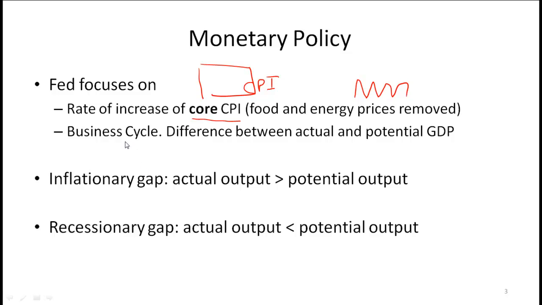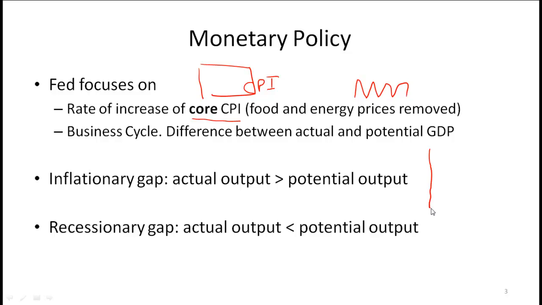The Fed also focuses on the business cycle and specifically on differences between actual GDP and potential GDP. In terms of the business cycle, we have an inflationary gap when actual output is greater than potential output, and a recessionary gap when actual output is less than potential output. A quick illustration which will serve as a refresher.